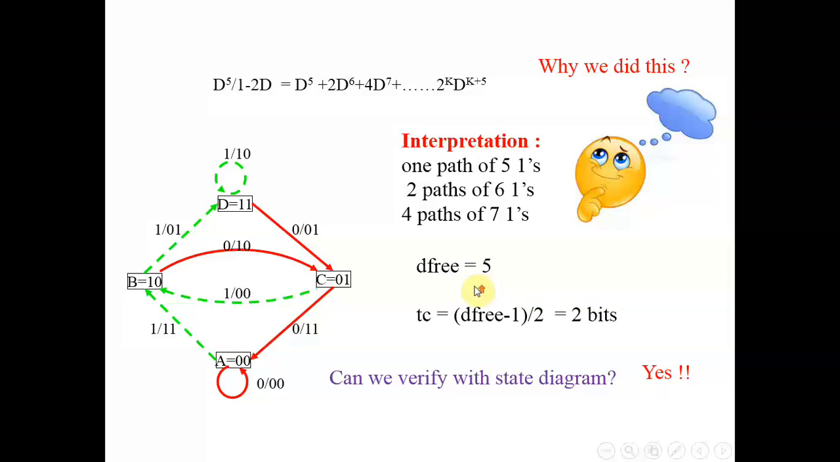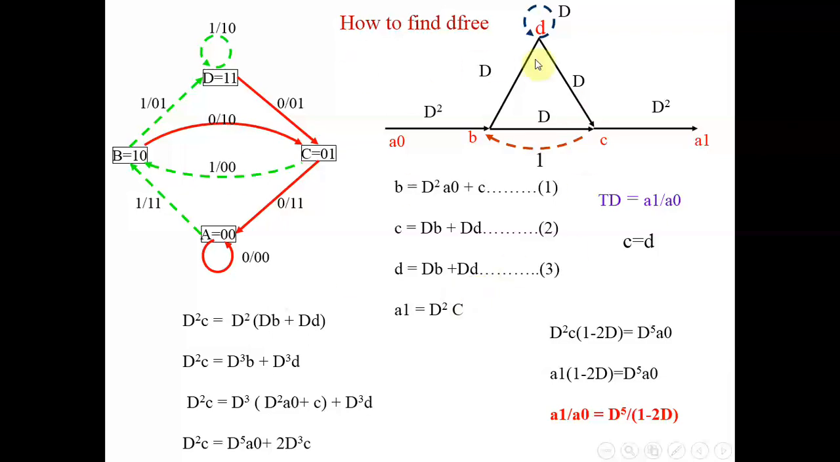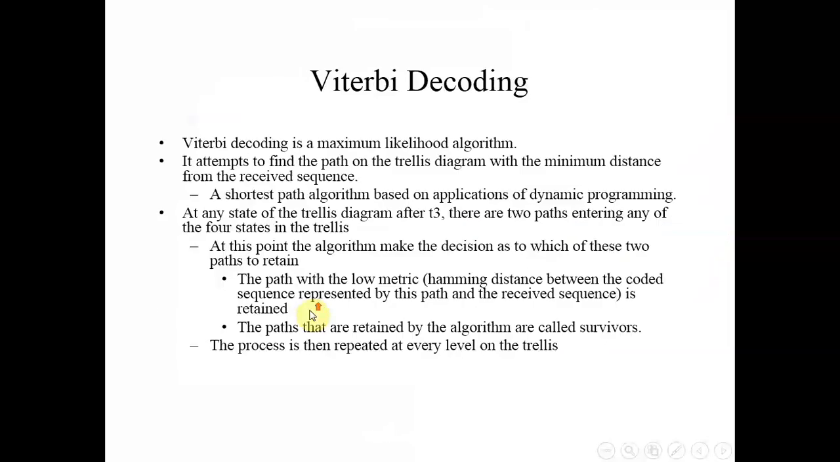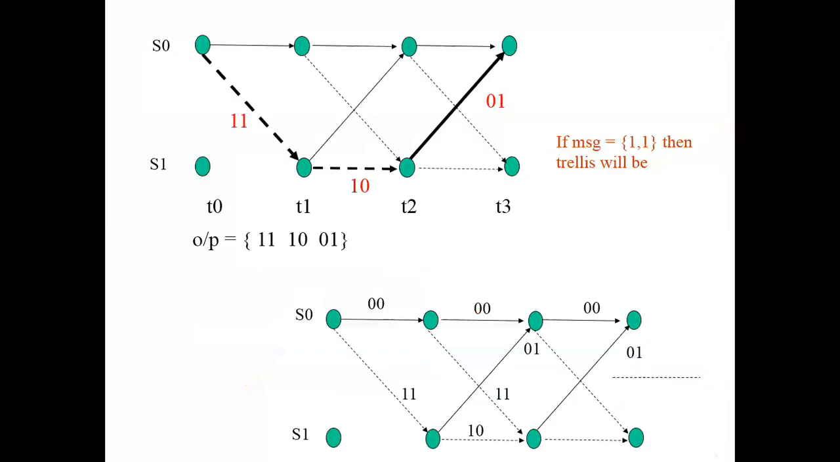So what is the more technical way to calculate D free? Using the concept of transfer function. I split the state into 2 parts, A0 and A1, so as to have movement away from A and coming back to A, and just solve the transfer function. You get A1 by A0 using this expression. The minimum power of the ones is the first term, which is your D free. And as I mentioned, if your state diagram is fairly simple like this, then you can just calculate your D free directly.